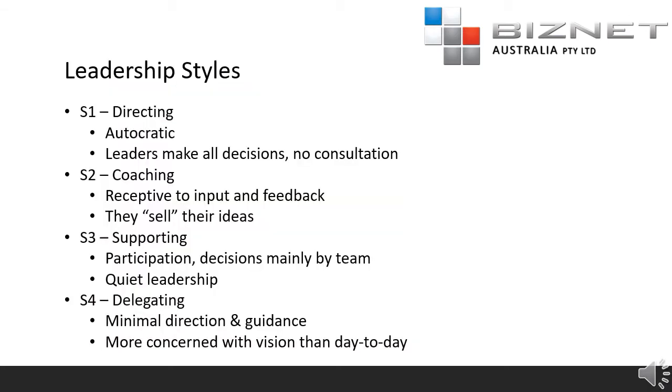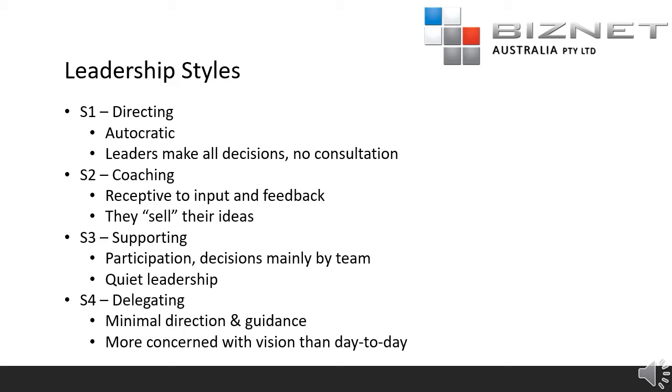The model indicates that there are four primary leadership styles, and the first is S1, or a directing style of leadership. This style of leadership is associated with autocratic leadership. A directive leader will make all the decisions without consulting his or her team. They will simply inform their team of the decision they've made and expect their team to carry out their instructions. Feedback from the team is discouraged, and the directing leader decides who, what, how, and when.